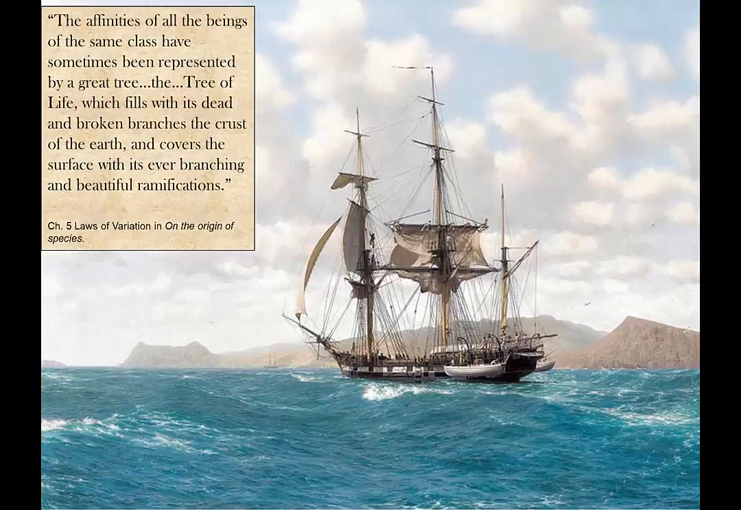there is one of the classic quotes out of The Origin of Species. The other one, incidentally, relates to the Entangled Bank, the database I'll talk about next year. So my life has involved two of the greatest quotes from one of the greatest books ever written. So this quote is, "The affinities of all the beings of the same class, the same type, have sometimes been represented by a great tree, the tree of life, which fills with its dead and broken branches the crust of the earth and covers the surface with its ever-branching and beautiful ramifications."